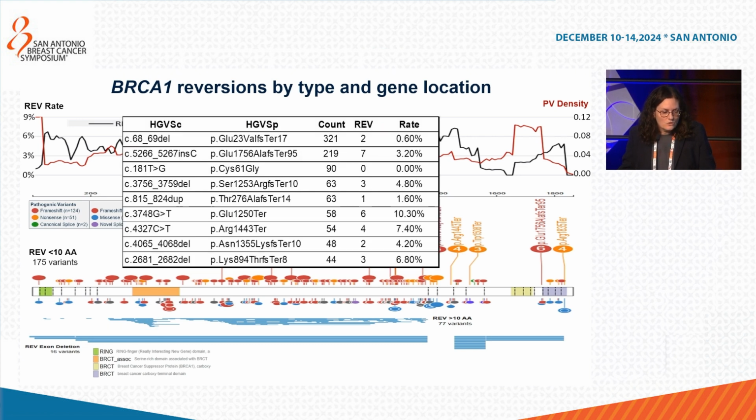And then we can look here at what is the rate of reversions by mutations. Not surprisingly, the most common mutation that you see, and I shouldn't still call it 185delAG, but 68_69del, has a very low rate of reversions. Slightly higher, the next one would be because it's in exon 11.